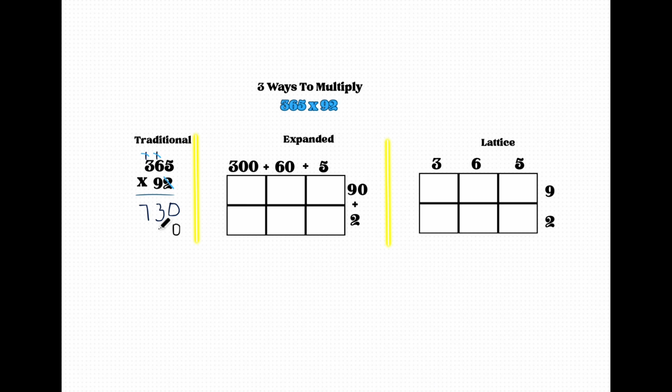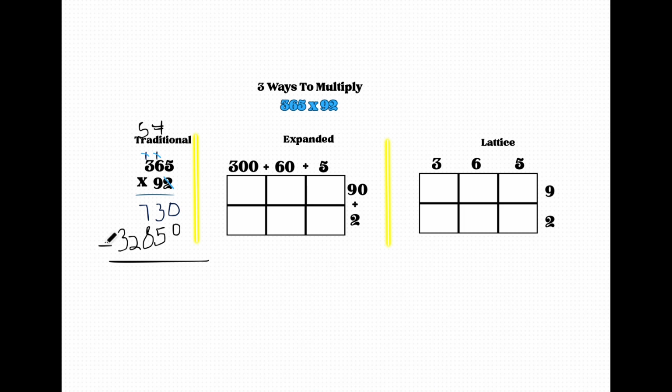So 9 times 5 is 45. But I'm going to put my 5 down, carry the 4 above the 6. And then we're going to do 9 times 6, which is 54, plus the 4 that I'm carrying. That gives me 58. So I'm going to put the 8 down. And then I'm going to carry that 5 from the 58 above the 3. And then we're going to do 9 times 3 and add that 5. 9 times 3 is 27, plus that 5 gives me 32. And I'm making sure that I line my numbers up correctly based on their place value.